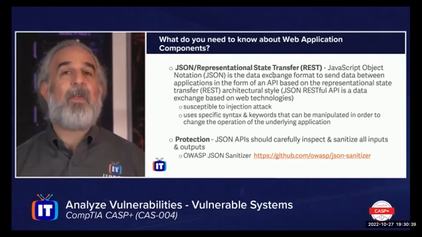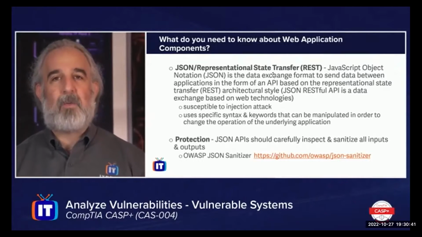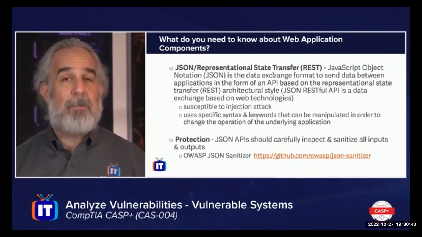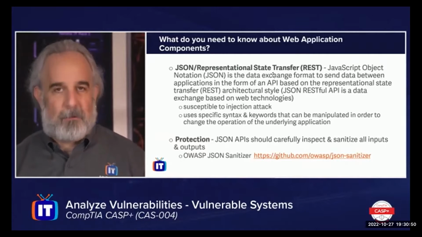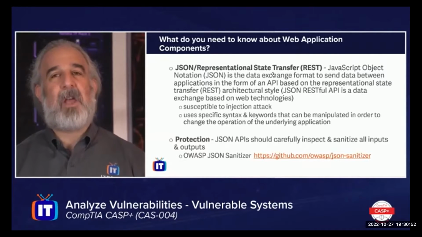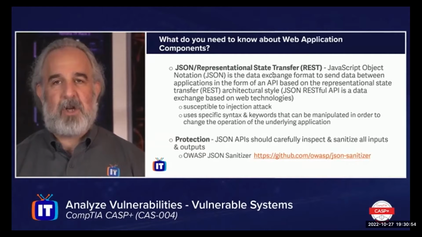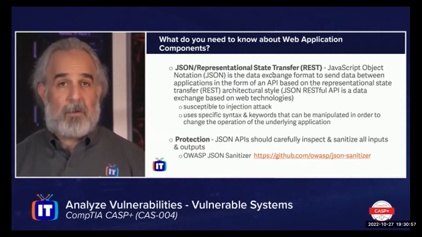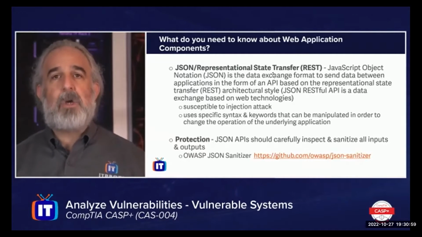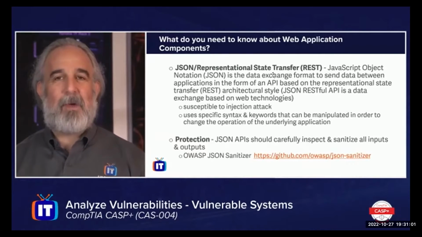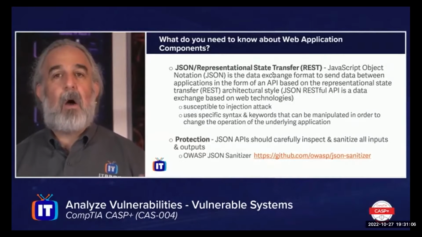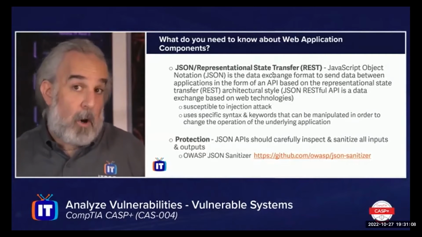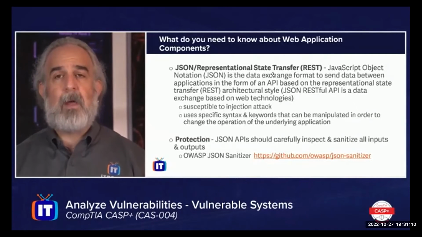But we also want to be thinking about different ways in which we can approach the exchange of data. JSON and REST come to mind here. Representational state transfer is what REST stands for, or RESTful APIs. And JSON, JavaScript Object Notation, is the data exchange format that's used to send and receive data to and from APIs. And APIs based on REST or RESTful architectural styles are the majority of the APIs that we use today in web services.